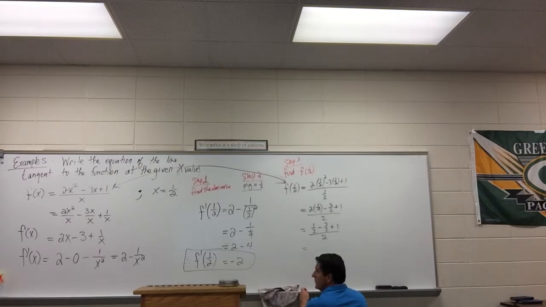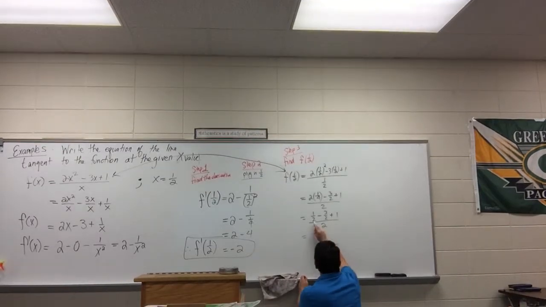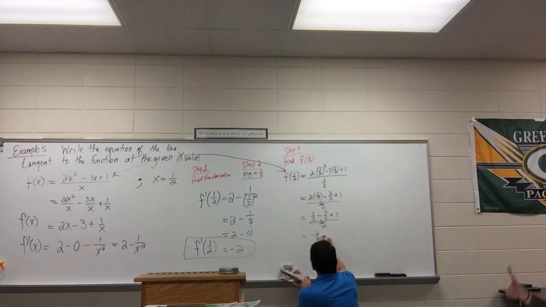I got 0 over 2. A 1/2 plus a 1, that's 1 1/2 minus 3/2. Oh, that would make a difference, but it doesn't change the answer. You get 0? No? 1/2 minus 3/2 is minus 2/2 plus 1 over half.